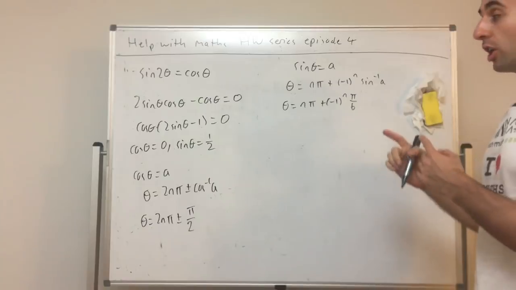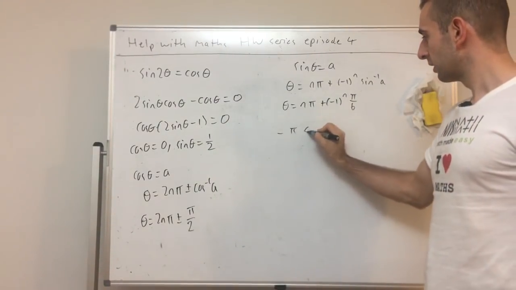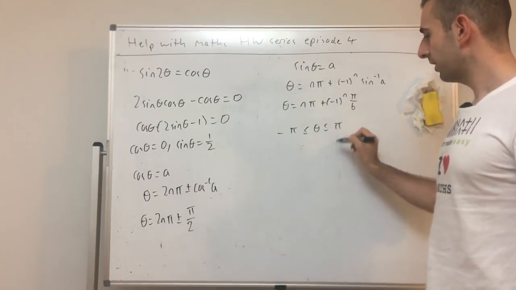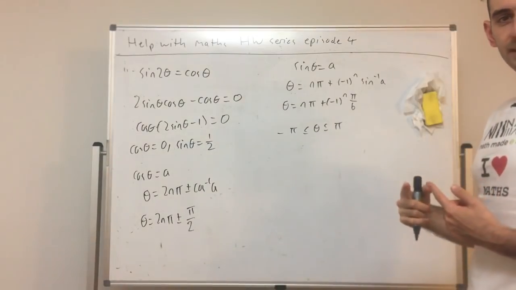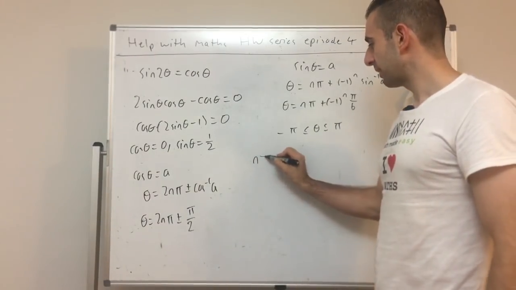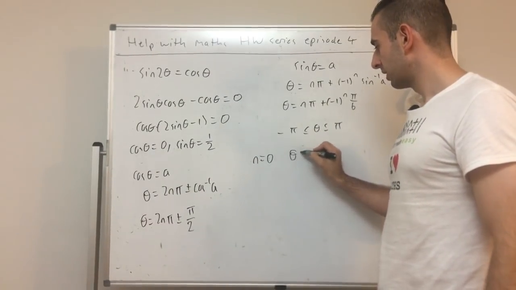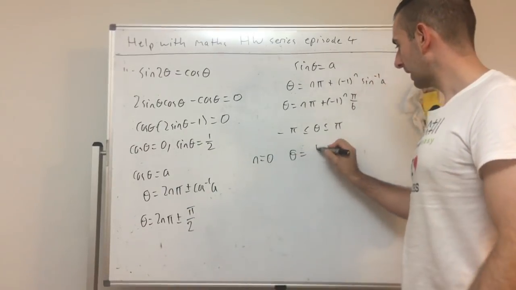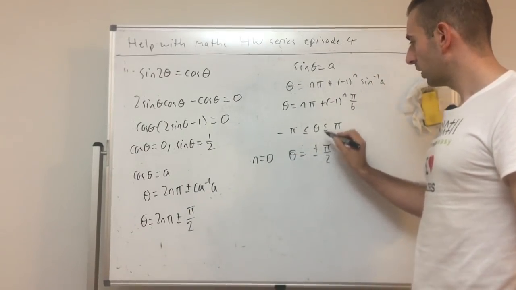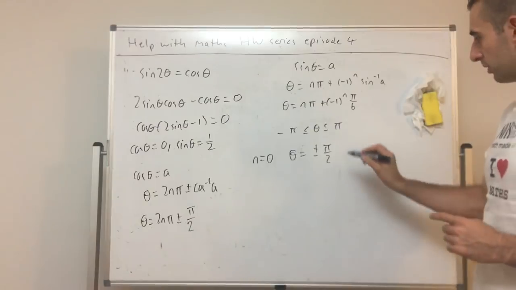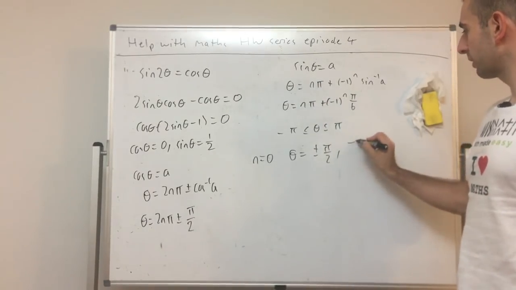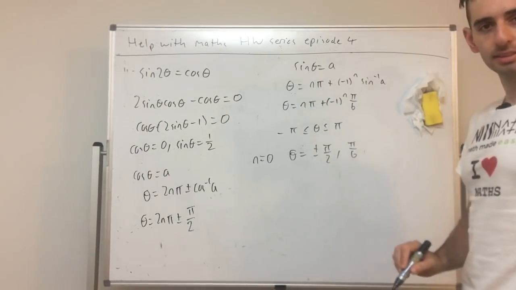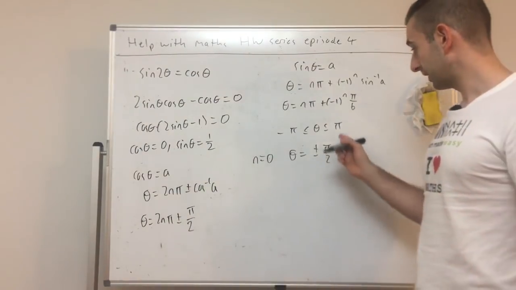So now to solve in the domain negative pi to pi, we just have to sub different values for n in. So let's start with the most basic one, 0. If we put 0, we're going to get plus or minus pi on 2 here, which is inside. So that's good. If we put it here, we're just going to get pi on 6. That's in there as well.